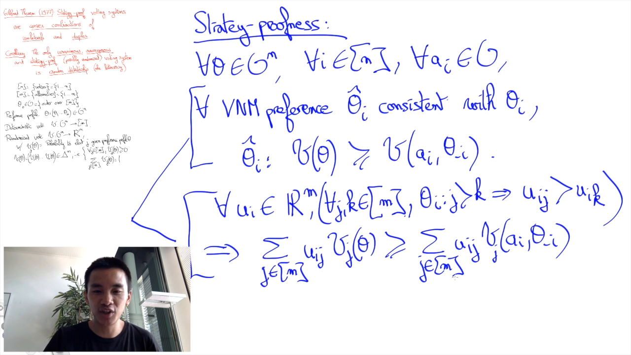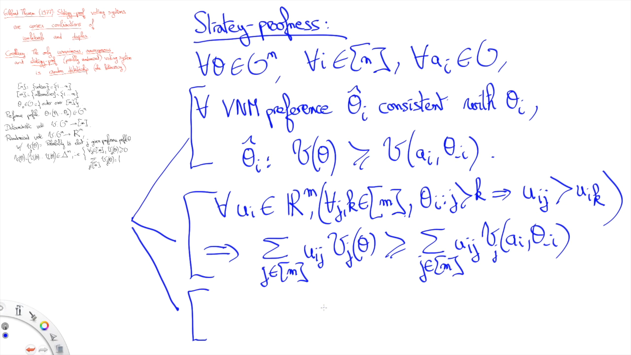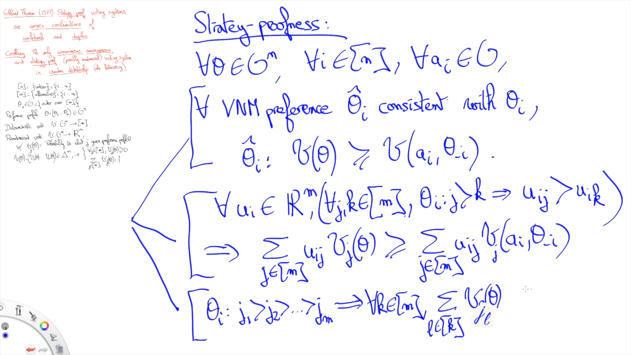Fortunately, this cumbersome condition boils down to a much simpler one known as stochastic dominance, which corresponds to saying that if you consider a preference theta i that says that j1 is better than j2 until jm, where the j's are all different, then for all k in M, we must have that the probability of the k best alternatives according to theta i, that is the sum of the V jl of theta for l going from 1 to k, must be greater when voter i casts ballot theta i than when he casts ballot ai. That is, it must be greater or equal to the sum for l going from 1 to k of V jl of ai, theta minus i.